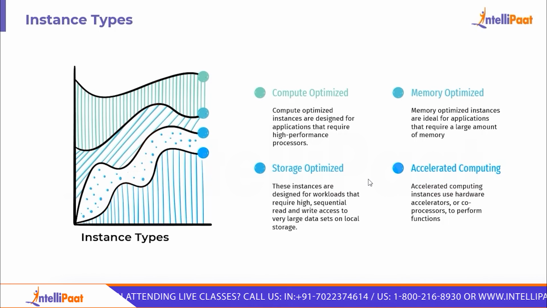And finally, accelerated computing instances. These instances are like the turbo boost, using hardware accelerators or coprocessors to perform functions such as floating point number calculation, graphics processing, or data pattern matching more efficiently than software running on CPUs. Now, understanding these instance types and their use cases will allow you to make informed decisions about balancing performance and cost. I hope instance types are clear now.